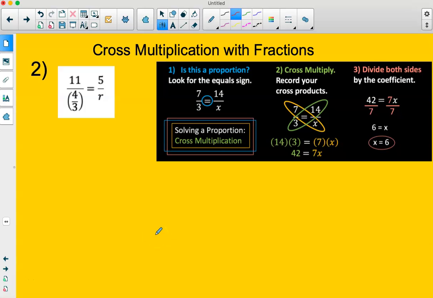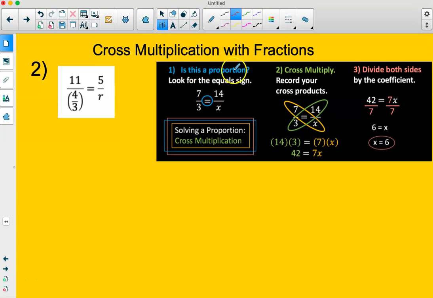We're trying to get better at using the method cross multiplication. So we're going to be doing some work with cross multiplication problems that contain fractions. So let's look at step 1 for solving a proportion using cross multiplication.